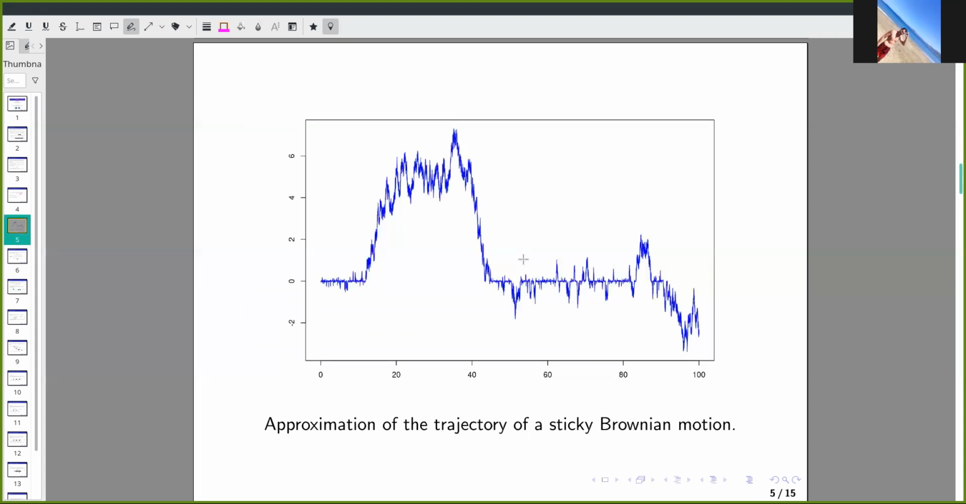This is a simulated trajectory of the sticky Brownian motion using an algorithm we devised in a previous work called the STMCA algorithm. But there are many ways to simulate this kind of process. As we can see here, away from zero, it behaves like a standard Brownian motion, and every time it touches zero, it spends a positive amount of time there, which is random.